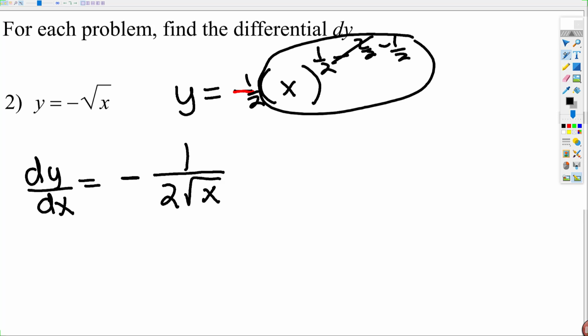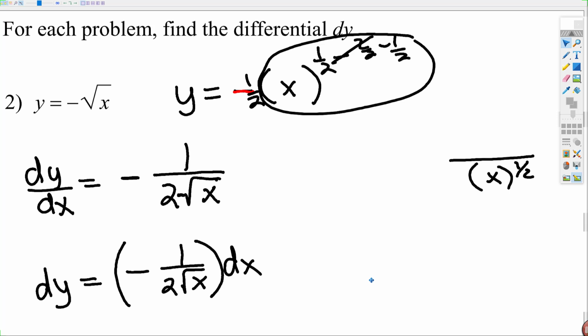And there's two ways you could write it in the denominator. You could write it x to the 1/2, but to the 1/2 power also means square root of x. So I tend to like to rewrite it as a radical, but leaving it as a fractional exponent is perfectly fine. And then you're going to multiply both sides by the dx.